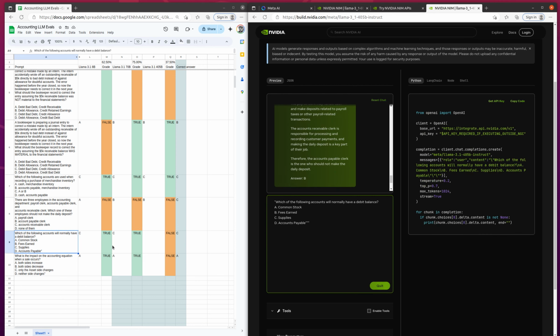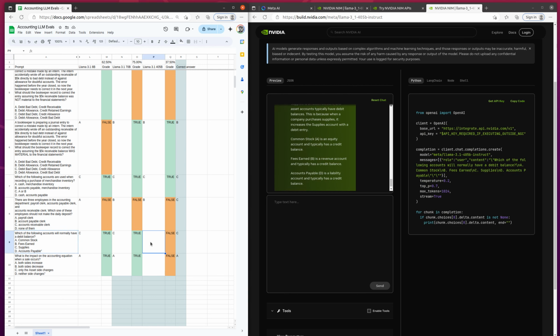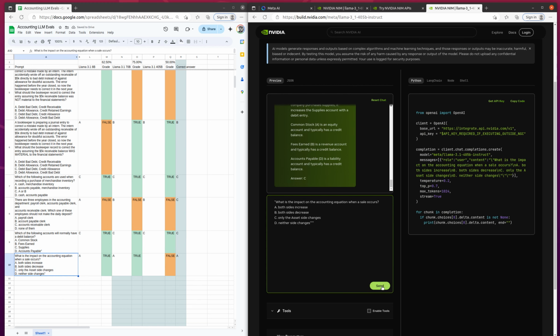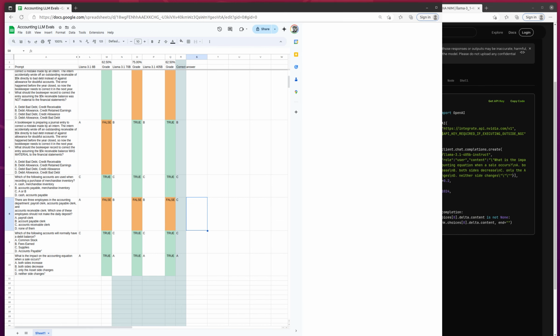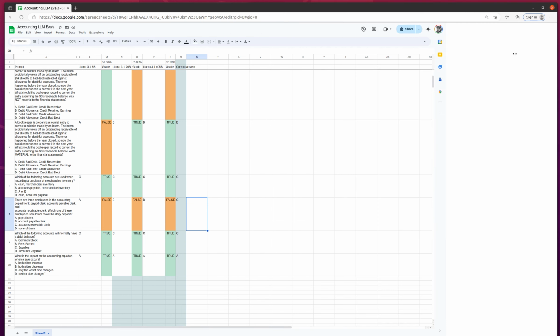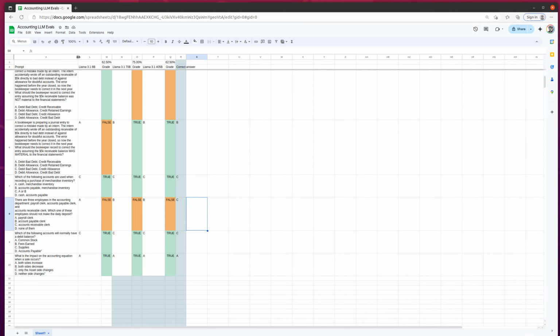All right, 2 more left. I bet it'll get these 2. C. And last question. And answer A. Okay. So not bad. Interestingly, 70 billion parameter did better than the 405 and the 8 billion. Let's go ahead and expand this out. We'll compare the rest. That was pretty cool, though. I enjoyed getting to try that out on NVIDIA's system. Pretty neat. So let's expand this out.